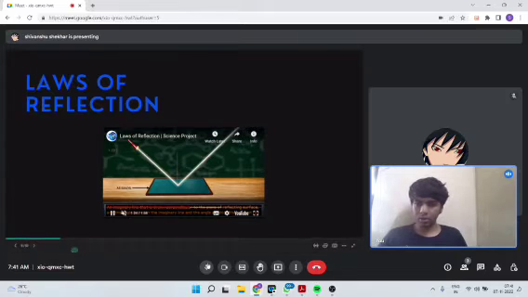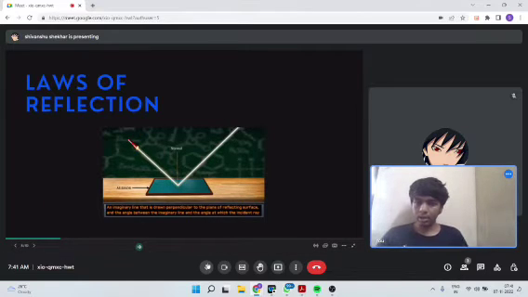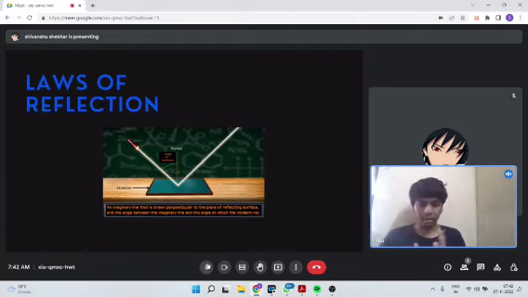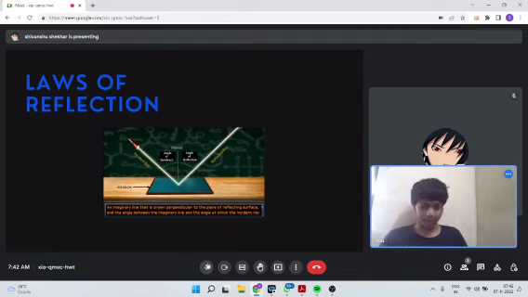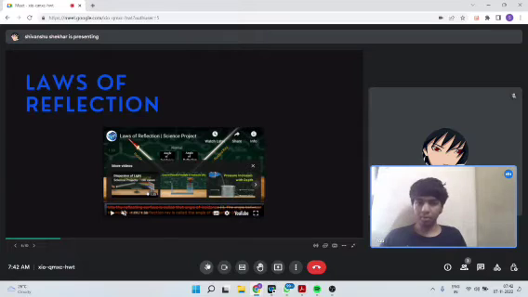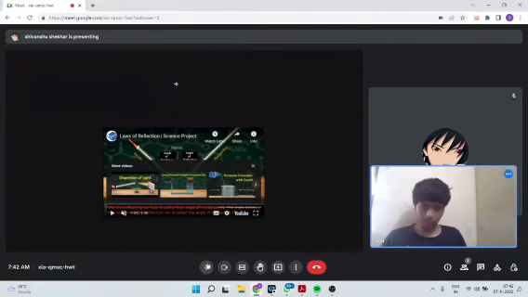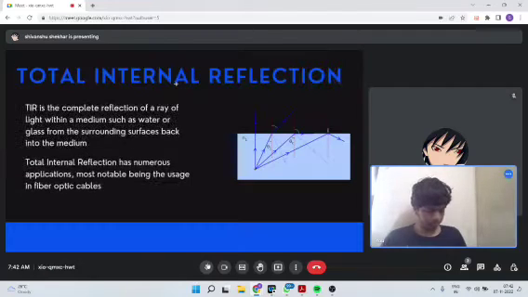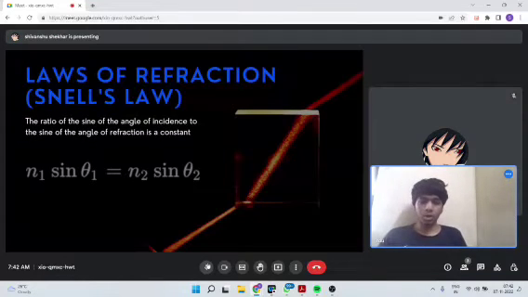Coming to the second law. Here as you can see, the normal to the plane of incidence as well as the incident and reflected ray all lie on the same plane, while maintaining the law that the angle of incidence is equal to the angle of reflection. Right. So that was more about the laws of reflection.